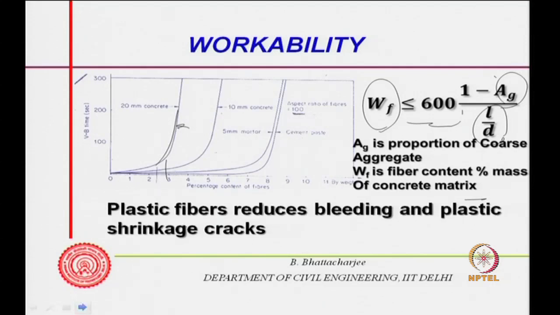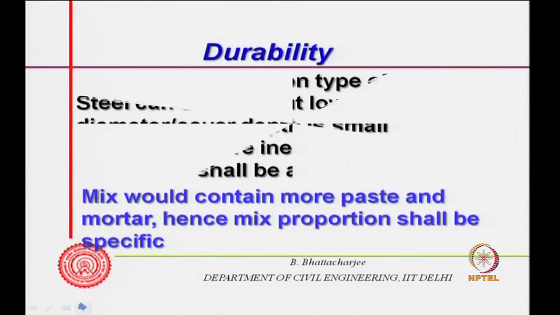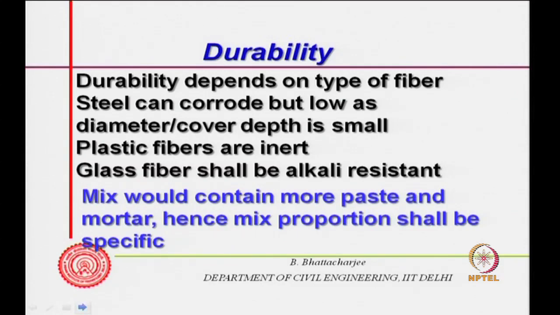Plastic fibers reduce bleeding and plastic shrinkage cracks, as we have seen. Durability depends upon the type of fiber. Steel can corrode, but the diameter is very small compared to the cover depth, so corrosion is low. Plastic fibers are also inert, they do not corrode. Steel fiber concrete does not show that much corrosion unless it has cracked and got exposed. Micro cracks will not show that, but if you put a cover which is not fiber, it will. Glass fiber shall be alkali resistant, otherwise cement materials can attack them.